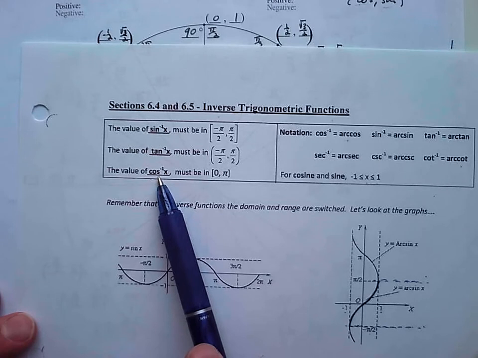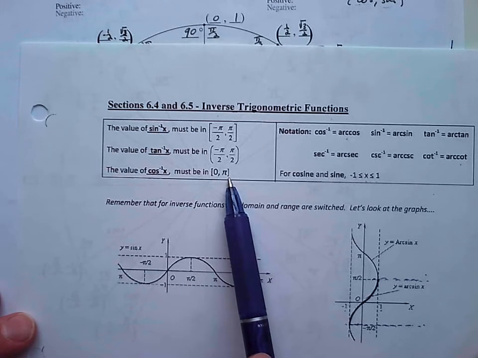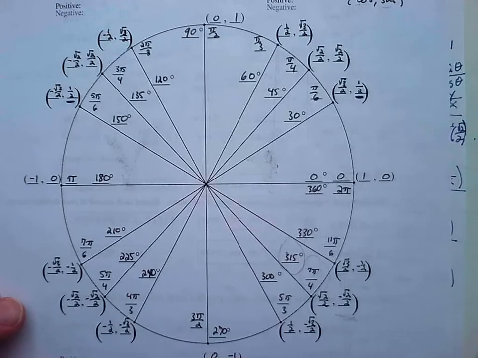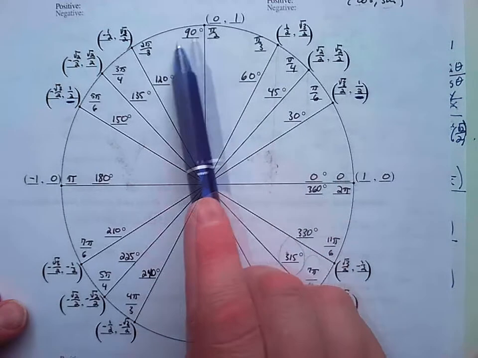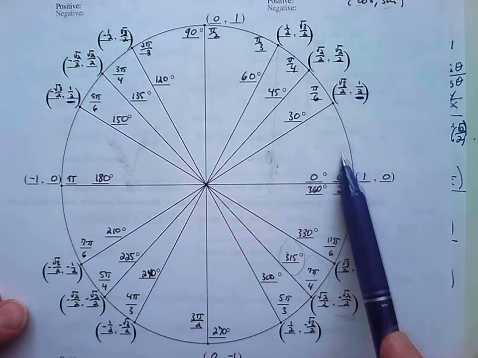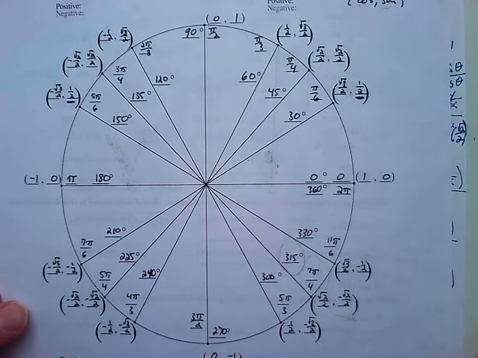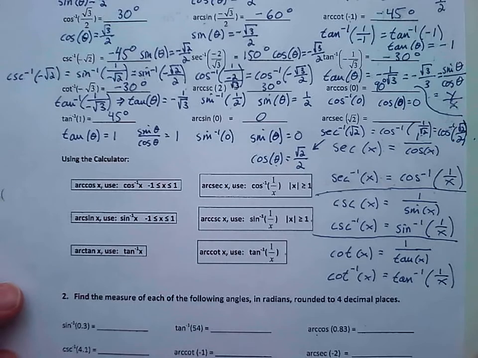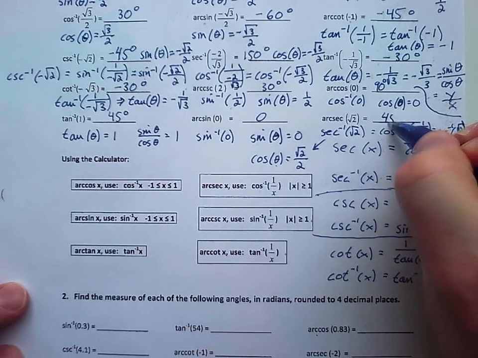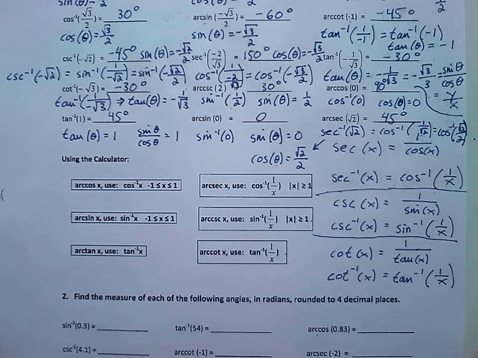But keep in mind again that the arc cosine needs to be between 0 and pi, or 0 and 180 degrees. So we're only considering this top half of the unit circle. So therefore the only angle that's going to work is going to be 45 degrees. So the answer to this last one up here is 45 degrees.